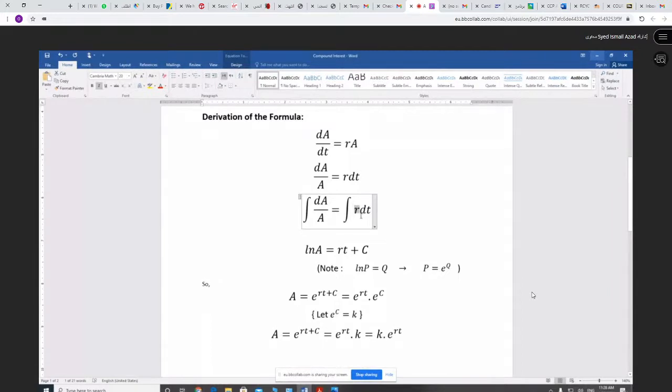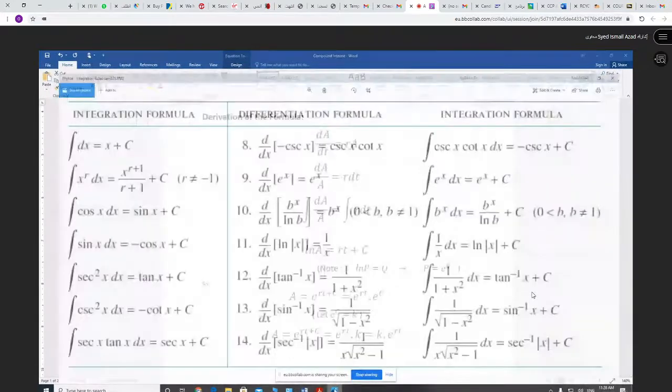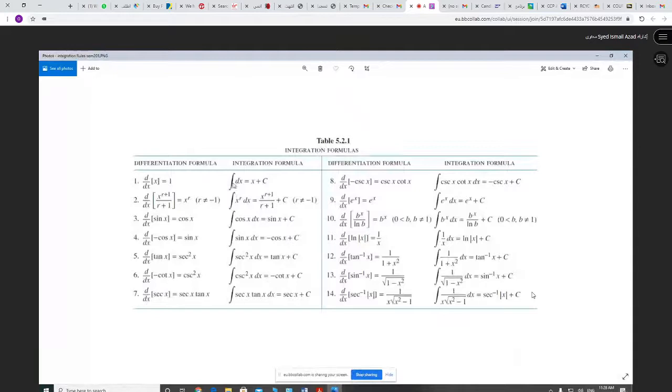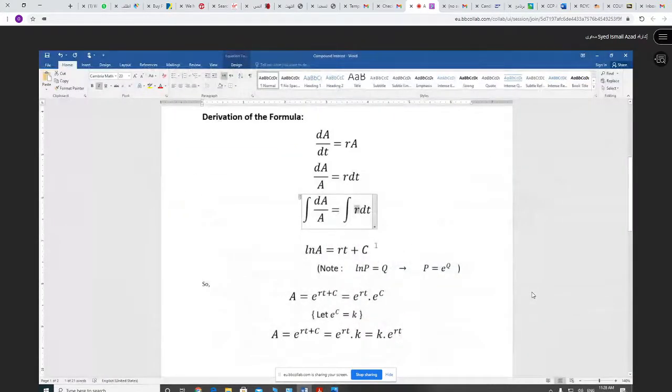Integral dt, how much? See rule number one. Integral dx, how much? Integral of dx, how much do you see? x plus C. Okay, so this is x. Integral of dx is x.